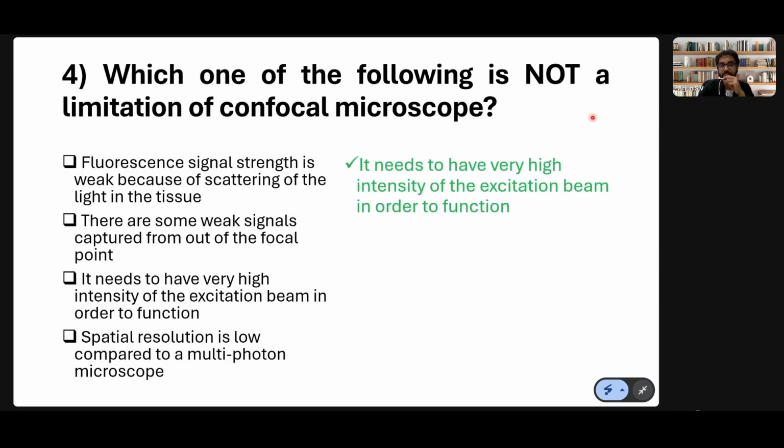So the correct answer here is option C. It needs to have very high intensity of the excitation beam in order to function. So that is not a limitation for confocal microscope. That is actually a limitation for your multiphoton, two-photon microscope, because the probability of two photons striking a single molecule is very rare. You need multiple excitations with the same photon in a molecule in order for this to function, which is not the case in confocal microscope.